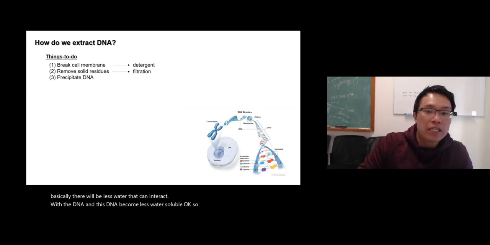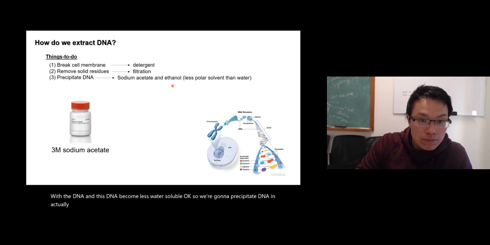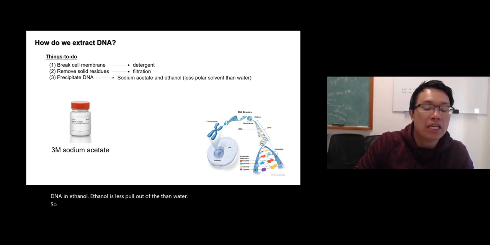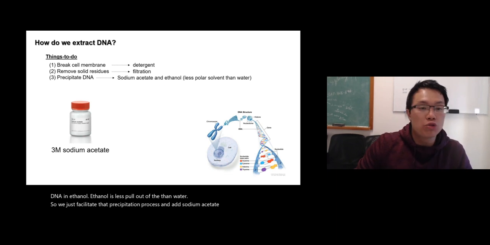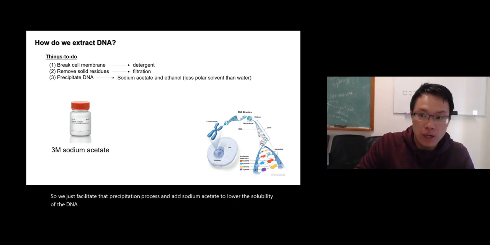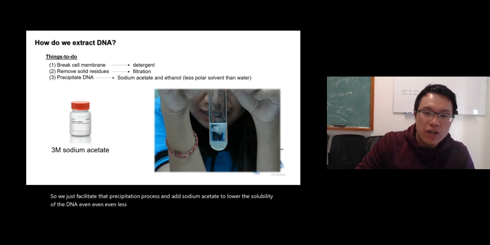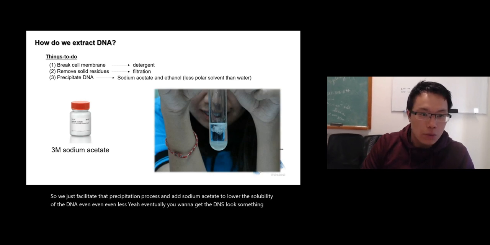Okay, so we're going to precipitate DNA in ethanol. Ethanol is less polar than water, so it just facilitates that precipitation process, and we add sodium acetate to lower the solubility of the DNA even less. Okay, eventually you're going to get the DNA looking something like that in the solution.